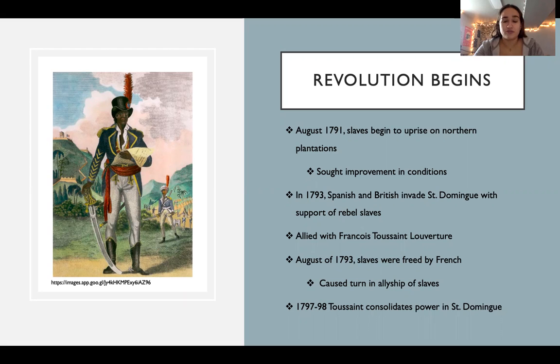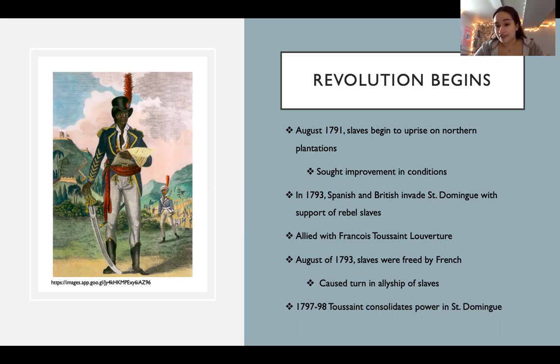In 1793, Spain and Britain saw this uprising occur in Saint-Domingue and realized it was a great opportunity to seize Saint-Domingue from the French, as it was an economic power boom. They allied with a man named Francois Toussaint Louverture, who I think I pronounced that correctly, who was a free Black man who was inspired greatly by Enlightenment thought. He even joined the Spanish military as he cared more about the freedom of slaves and the freedom of the colony than his French citizenship.